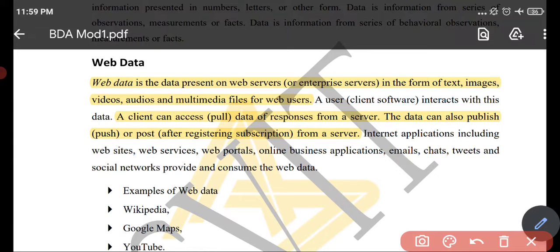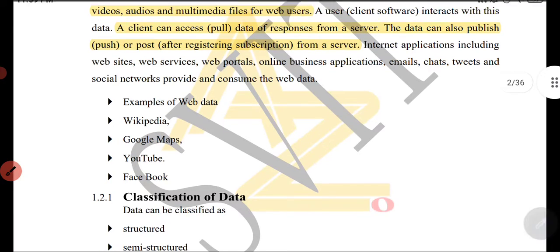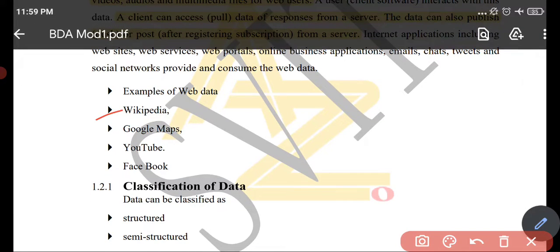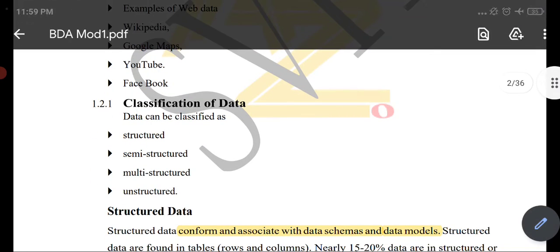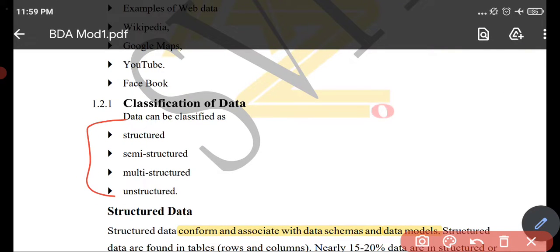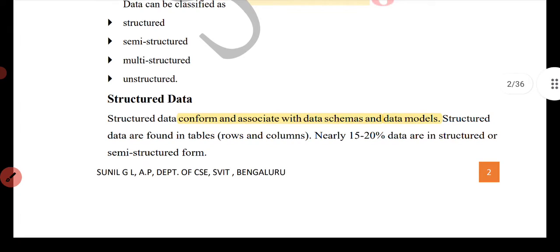Examples of web data are Wikipedia, Google Maps, YouTube, and Facebook. You use this web data daily, and you are also one of the reasons for the creation of this web data, correct? Next we have different types of classification, that is semi-structured, structured, multi-structured, and unstructured data. These are the different types of data that are used.